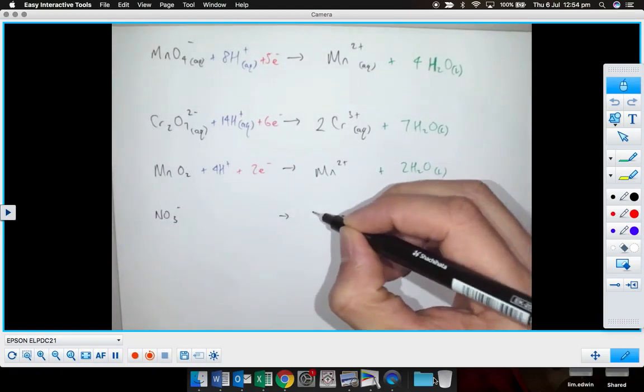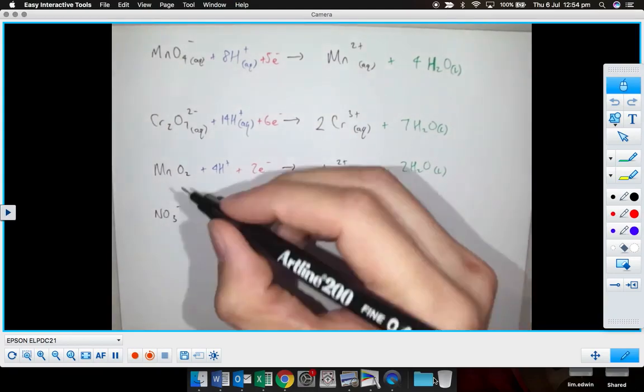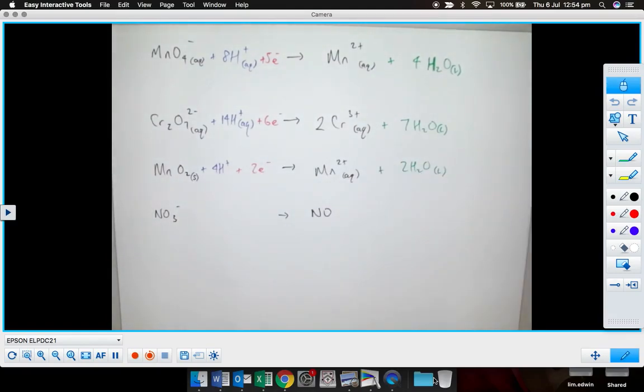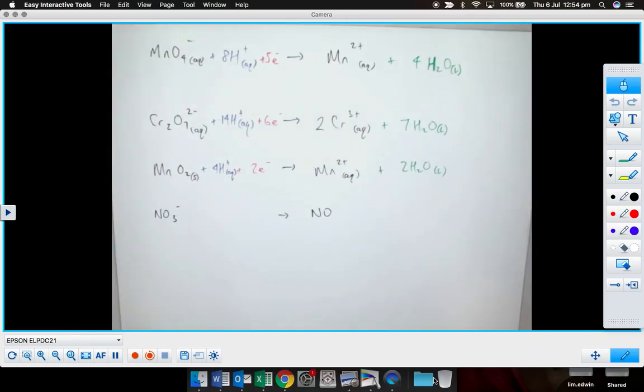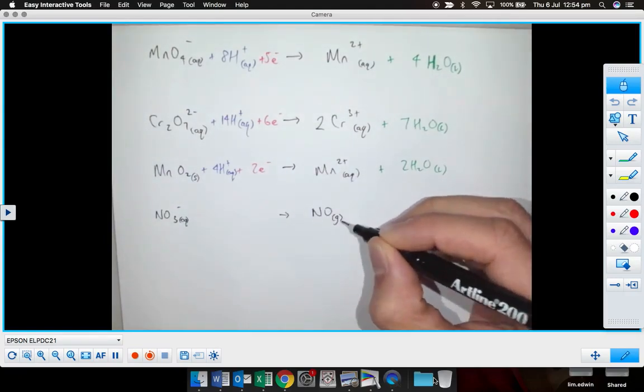NO3- goes to NO. And you'll notice I didn't put in many states over there. That was a solid, that's an aqueous, and this is an aqueous as well. This is an aqueous, and this is a gas.